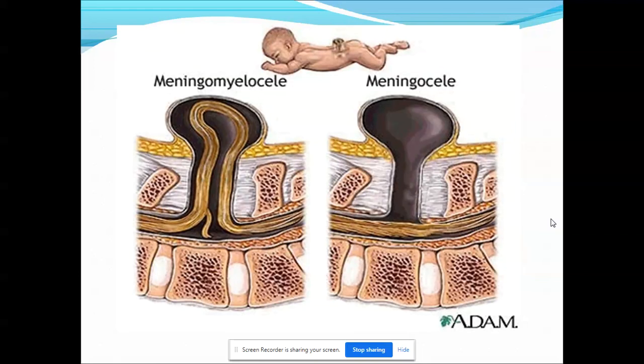So there are different types of spina bifida. One is meningomyelocele and one is meningocele. So you can see on the right hand side, this is your meningomyelocele. You can see my cursor, Shweta, on the screen. Yes ma'am. So on the left hand side you can see meningomyelocele, and on the right hand side we can see the meningocele. Okay, so in the meningomyelocele there are two layers involved. In meningocele there is only one layer involvement.